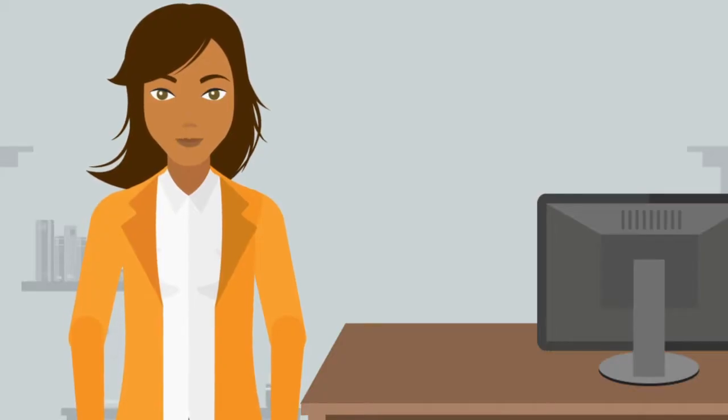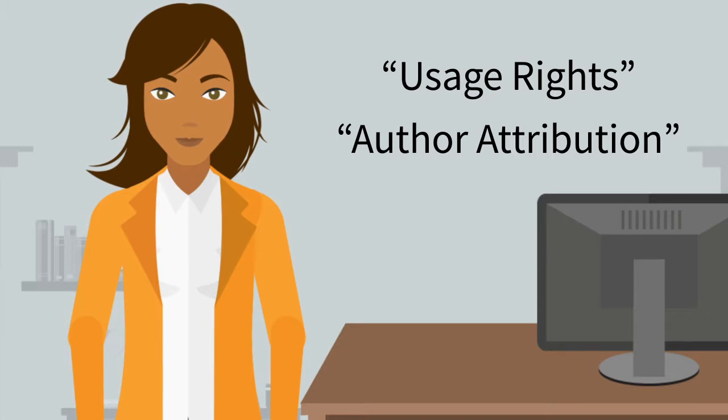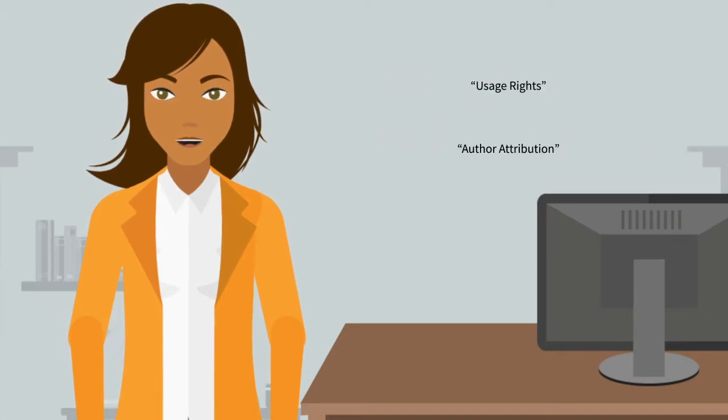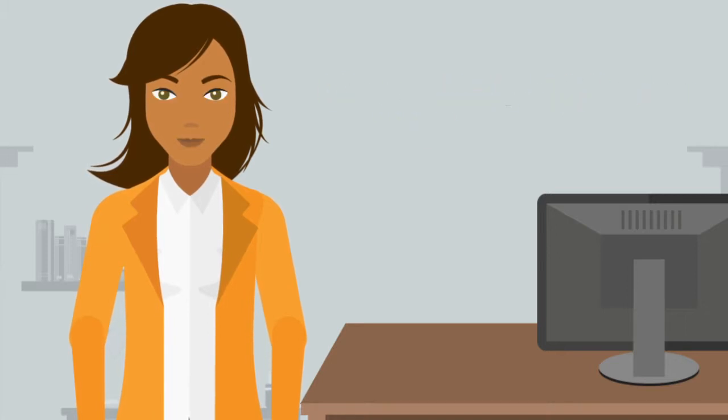In the search examples we just reviewed, we mentioned some terms like usage rights and author attribution. Terms like these relate to copyright and fair use, which you must be aware of when reusing works, such as images, that have been created by others. Copyright is a notoriously complex legal topic, but for the purposes of educational use, which is what we're highlighting here, you can mostly focus on a few key points.